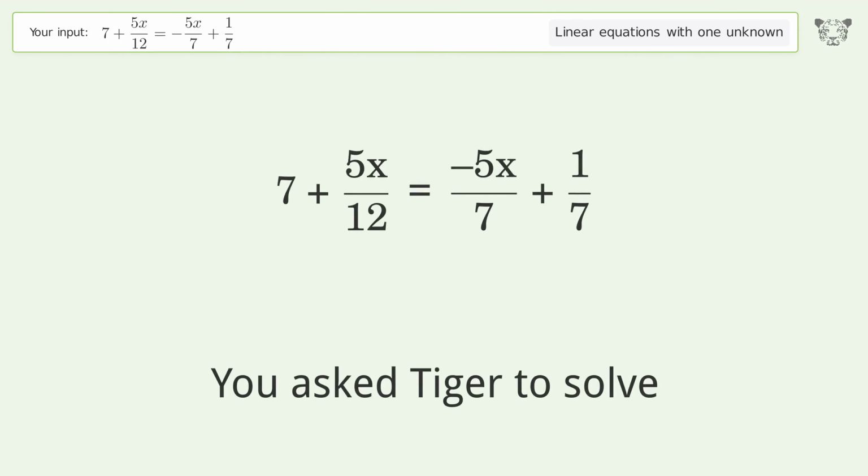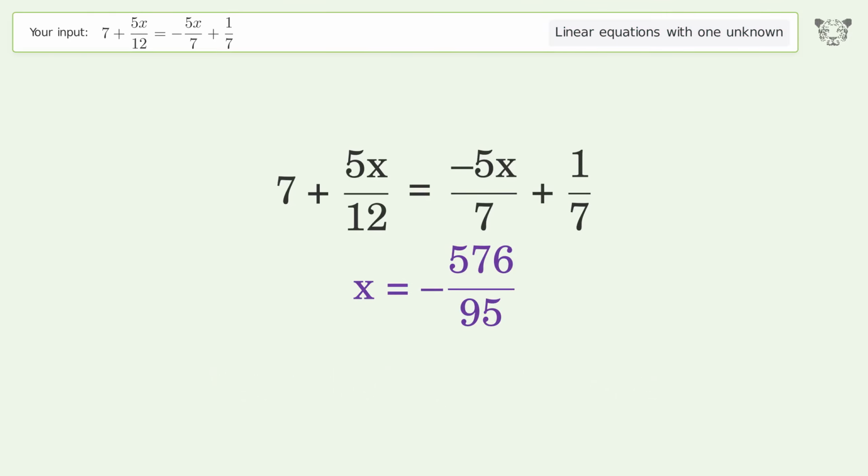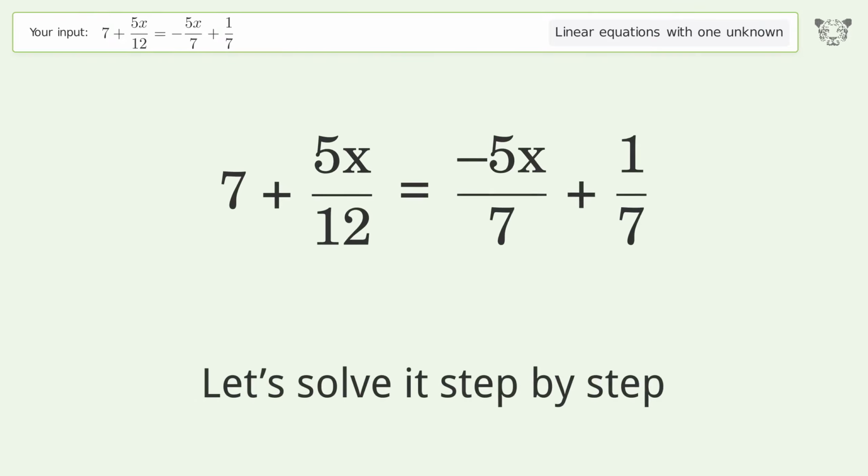You ask Tiger to solve this. It deals with linear equations with one unknown. The final result is x equals negative 576 over 95. Let's solve it step by step.